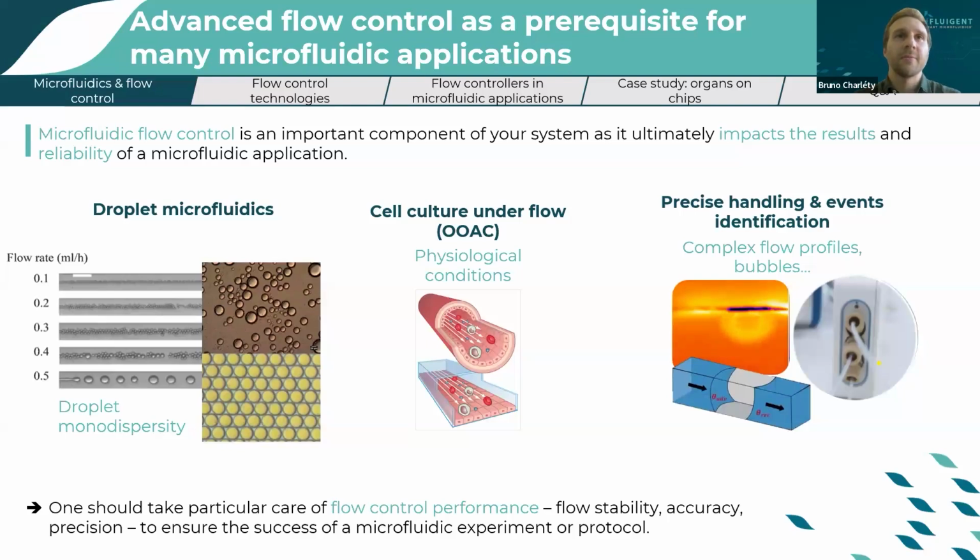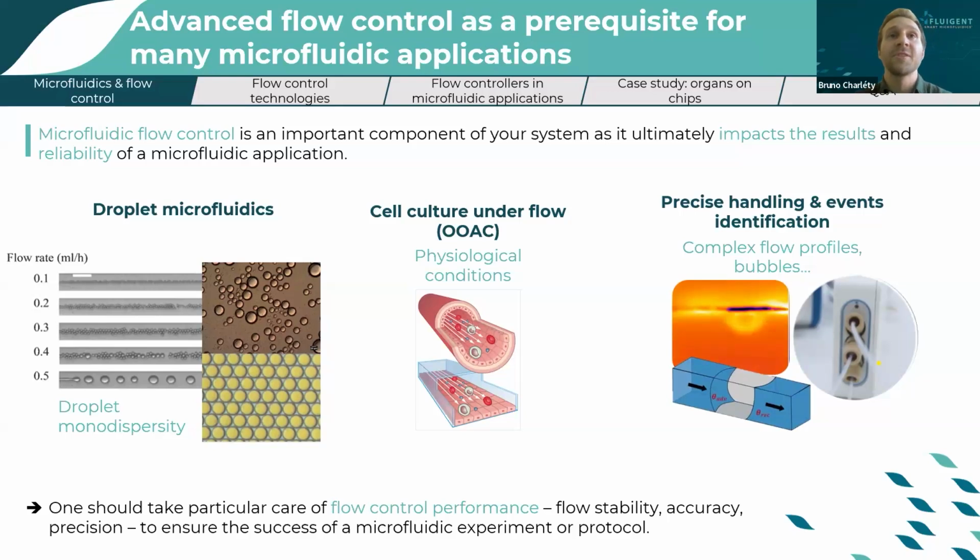Okay, so microfluidic flow control is a crucial part of your system as it will impact the results and the reliability of your microfluidic applications. So let's take the example of droplet microfluidics. Droplet production using this kind of system was implemented for applications where monodispersity is highly important, for example digital PCR or cell encapsulation. As you can see on the left picture, flow rate has a direct impact on the size of the generated droplets. So having a great control over the flow rate will ensure that you have consistent droplet size.